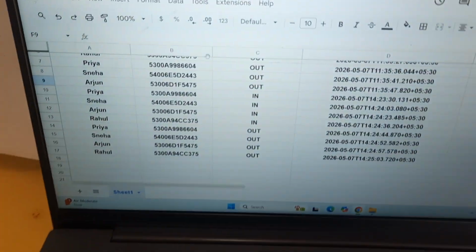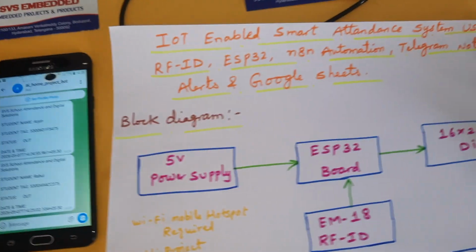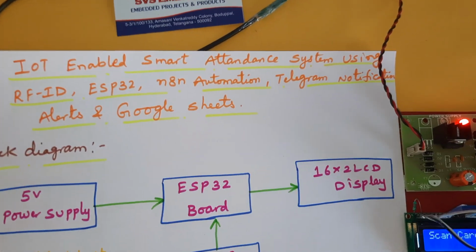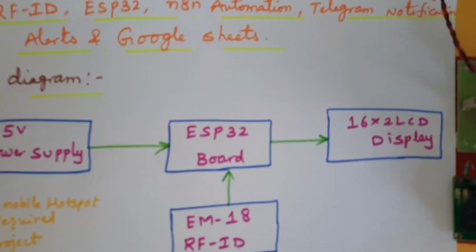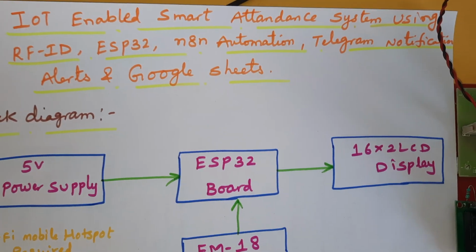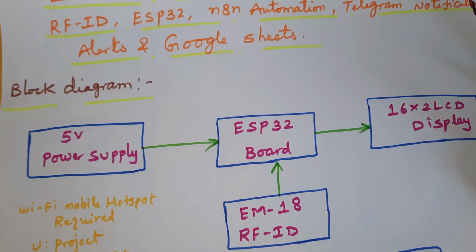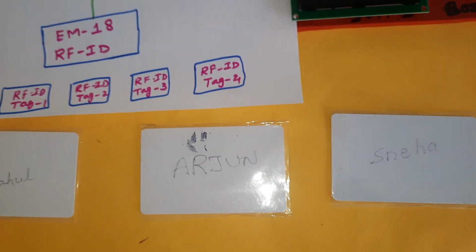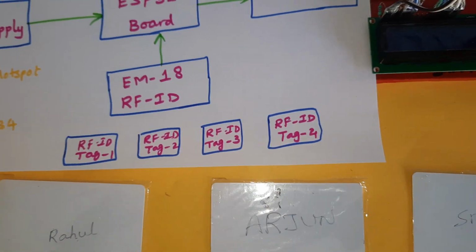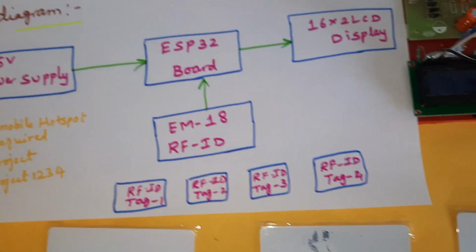The project title is IoT enabled smart attendance system using RFID and ESP32, N8N automation, Telegram notification alert, as well as Google spreadsheet appending the data. All the students, so here we are using only four cards. You can use multiple cards, multiple phone numbers, multiple Telegram alerts and multiple email alerts.